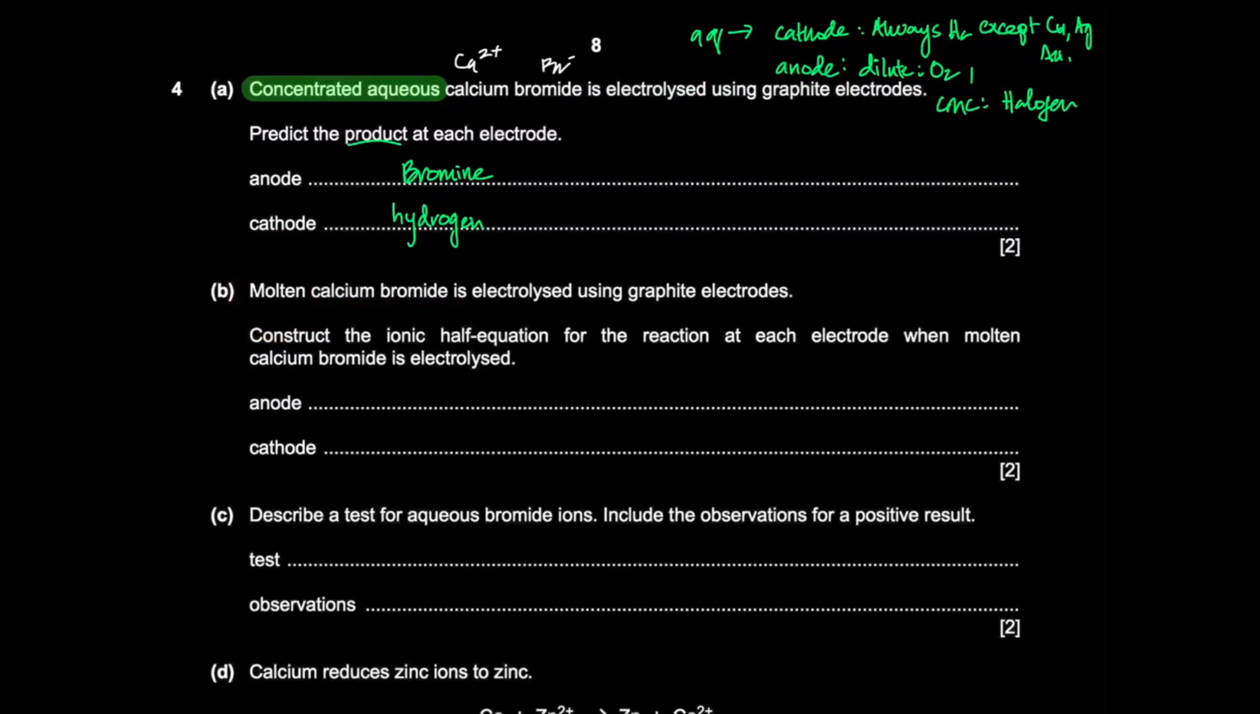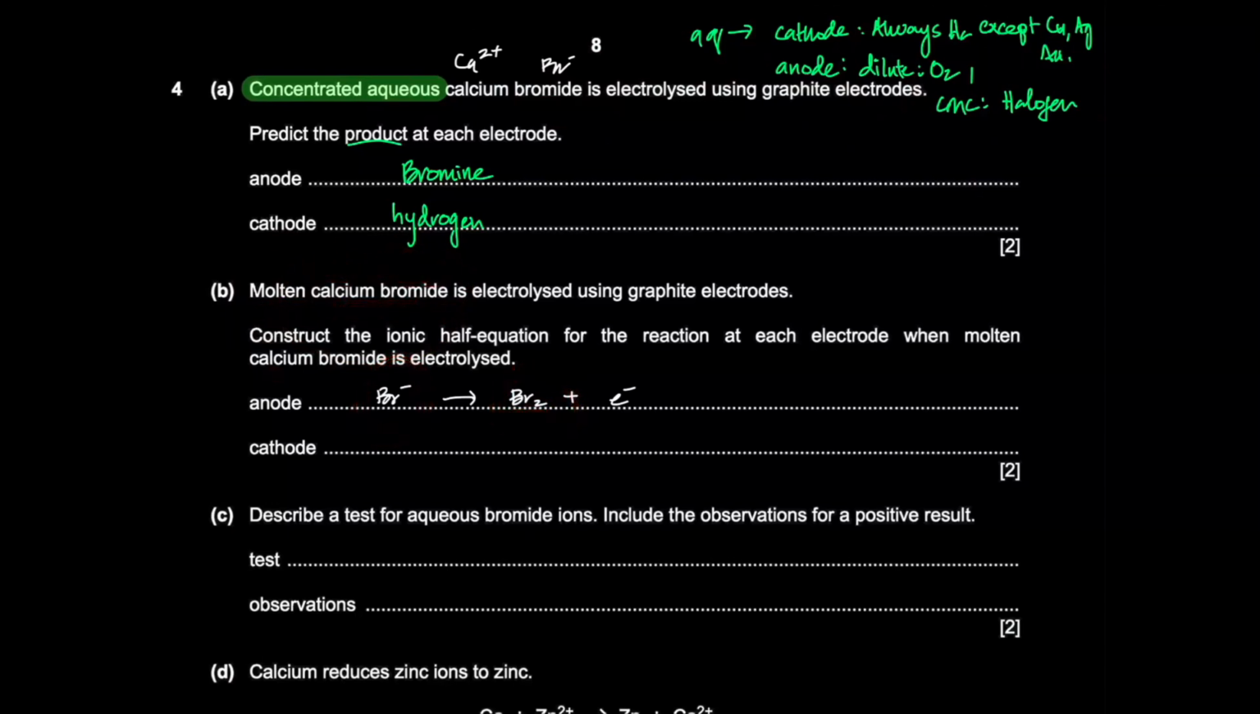Now, if it's molten, it's just liquid, so just pure calcium bromide. So at the anode, your anion, which is Br minus, loses electrons. It forms bromine and e minus. Remember, in molten compounds, the ionic compound is broken down into the elements, which means calcium and bromine will form. Broken down into the elements, so bromide will form the element Br2.